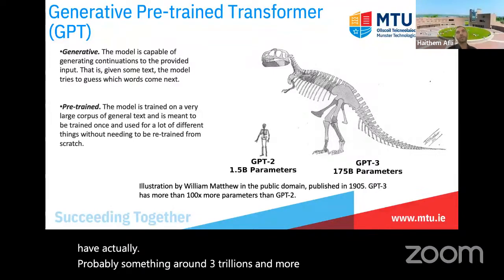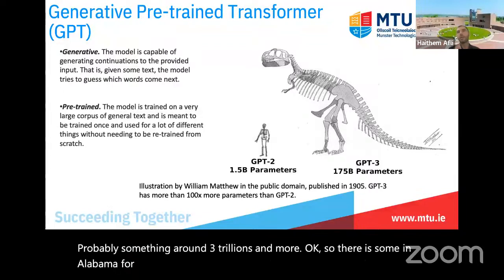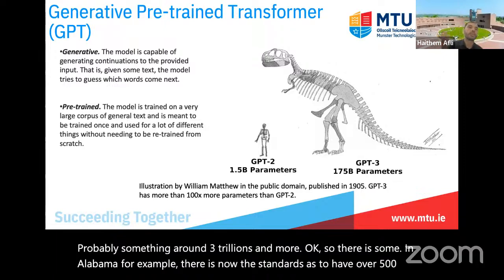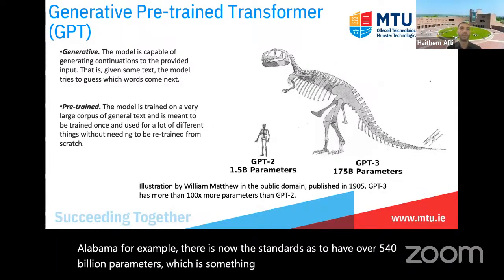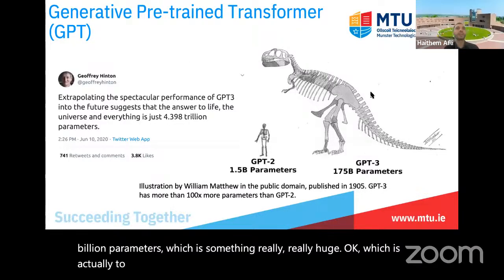In Llama, for example, the standard now is to have over 540 billion parameters, which is something really, really huge. Which actually led to thinking, Geoffrey Hinton is one of the pioneers in deep learning.